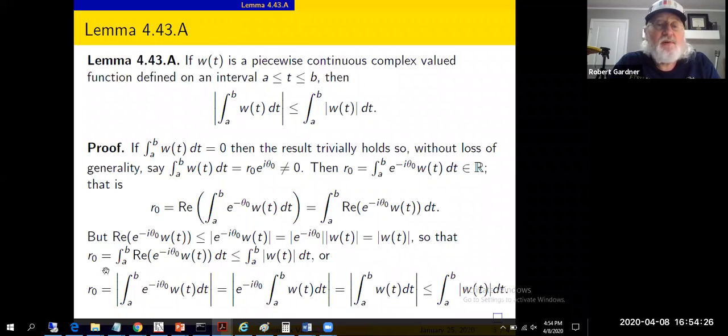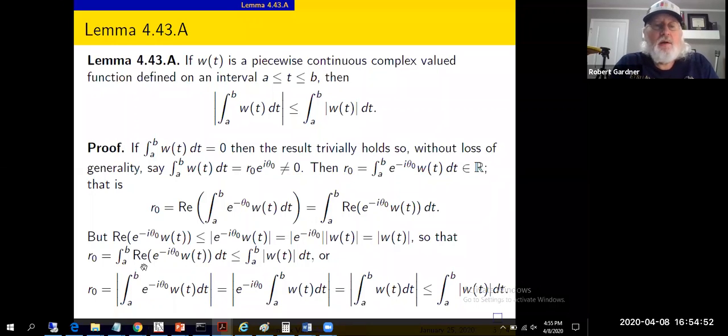So r sub 0, equal to the integral of the real part, is less than or equal to the integral from a to b of this modulus. You chose an integrand here that's bigger than the integrand there. That yields a larger integral. It's called monotonicity of the integral. That's a calculus 1 result. Are we okay using calculus 1 here? As long as the integrals are real, we are.